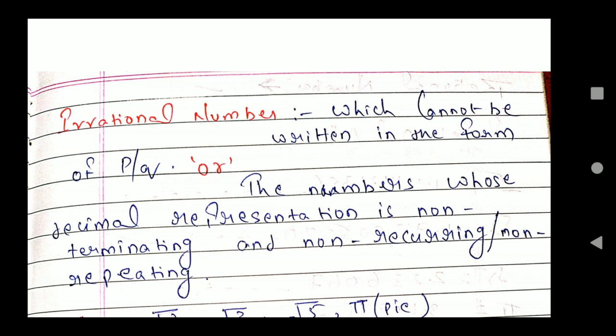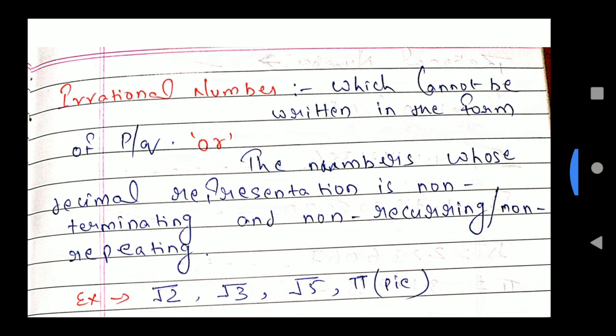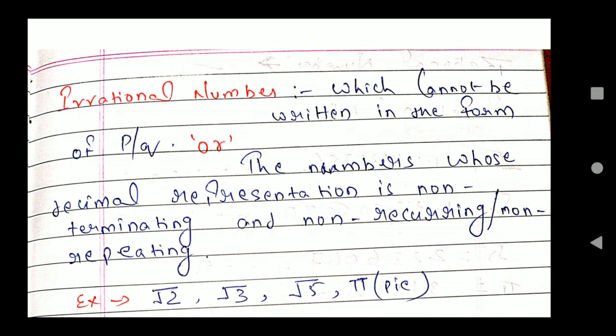Now two new terms are there: non-terminating and non-recurring. First, see what an irrational number is which cannot be in the form of p by q. Some examples: √2, √3, √5, pi. These are examples of irrational numbers. Now we have to discuss non-terminating and non-recurring.